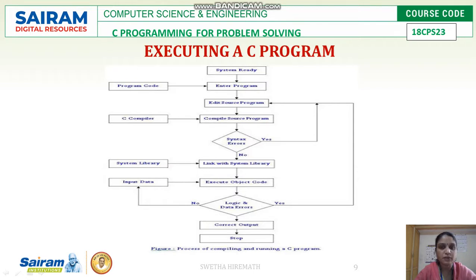Once we give the input data, if there are any logical errors or data errors, we need to go back to the source program once again. We have to edit the source program, compile it, link it, and execute the program again. If there are no logical errors, then we'll get the correct output. Once we get the correct output, we can check with other inputs. By giving other inputs, we can check the output, or else we can stop at that part. So this is the flow chart for how we are going to execute a C program.